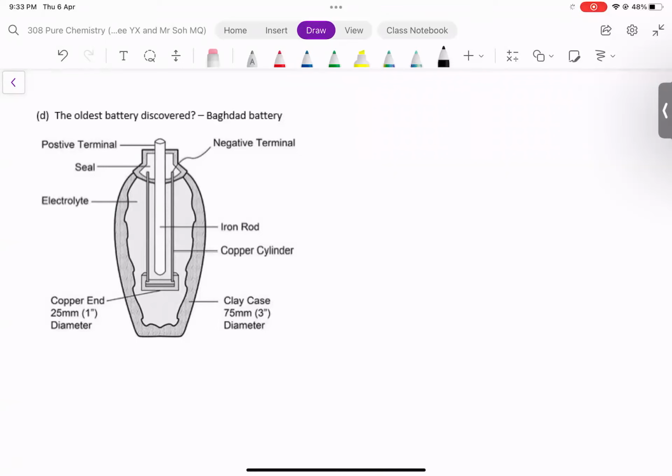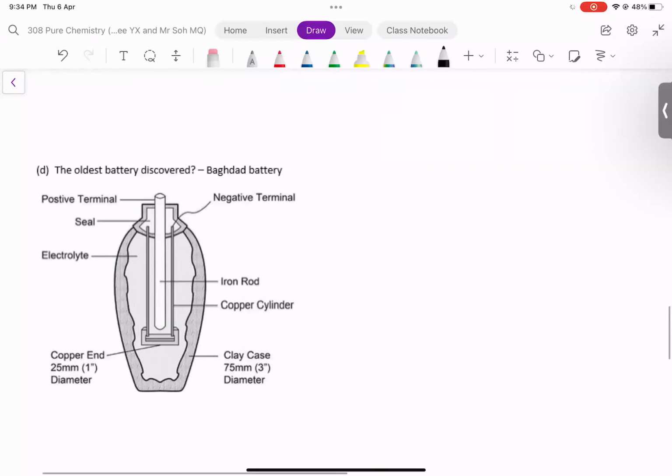In fact, if you Google the Baghdad battery later, you'll realize there's actually a lot of controversy over it because people aren't sure how this actually worked. They are not even sure if the ancient civilizations used this as a battery or not. Because electricity is something that's discovered quite recently, right? It's not something that existed 2,000 years ago. But this battery is estimated to be 2,000 plus years old.